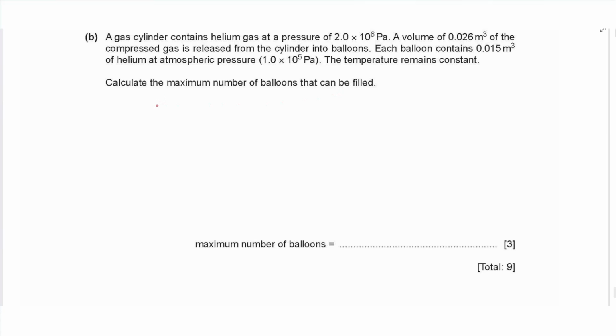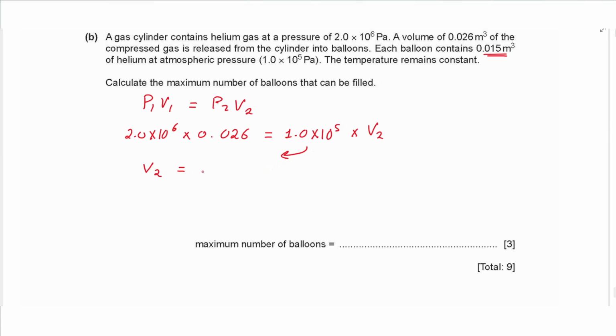So we have two pressures and the initial volume. The final volume of the gas is not given. This is the gas volume inside one of the balloons, not all the balloons. So this is not all of the gas. So using P1 V1 equals P2 V2 at constant temperature, we substitute 2.0 times 10 to the power of 6 multiplied by 0.026 is equal to 1.0 times 10 to the power of 5 multiplied by the new volume of the total gas. If we divide by 1 times 10 to the power of 5, we get the value for V2. It is equal to 0.52 meter cubed.